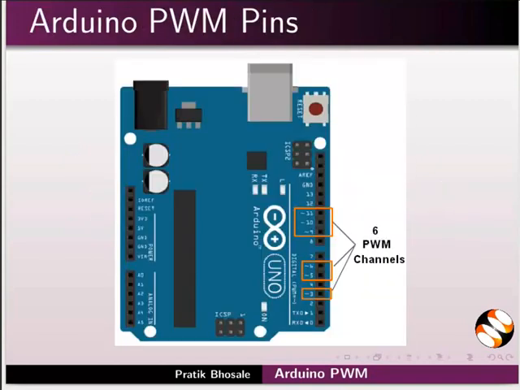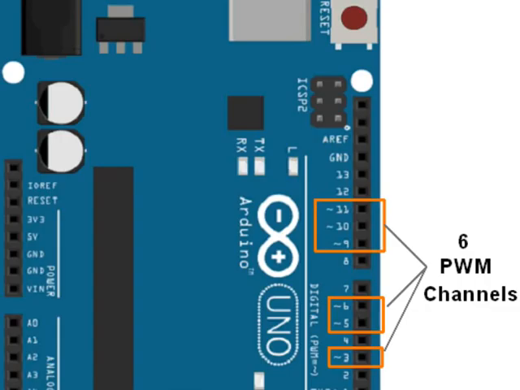Arduino Uno has 6 PWM channels. Pins 3, 5, 6, 9, 10, 11 on Arduino Uno are PWM channels. PWM channels are denoted by tilde sign. Let us see the circuit connection now.